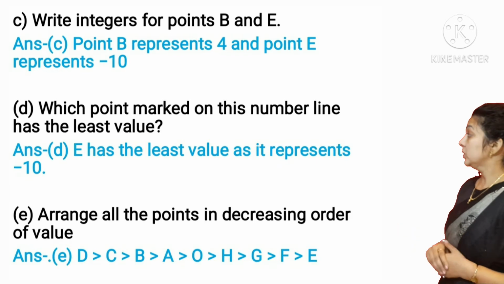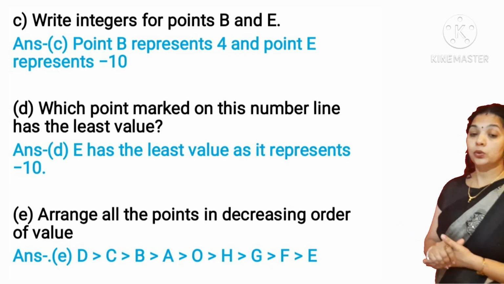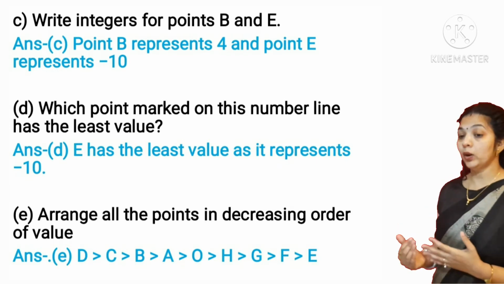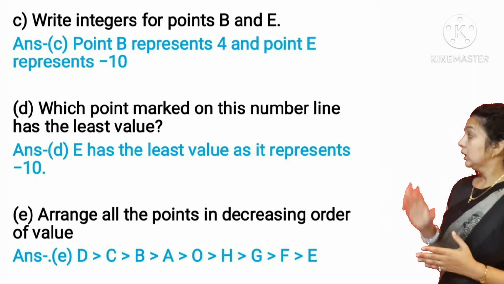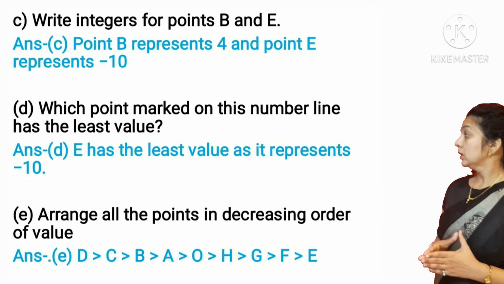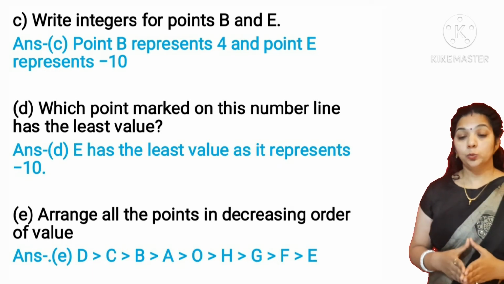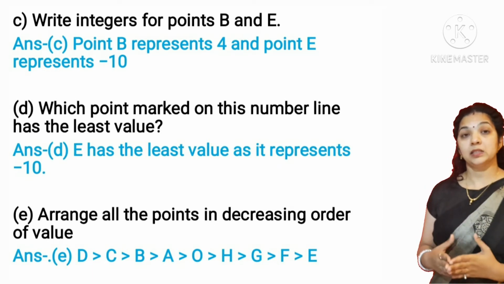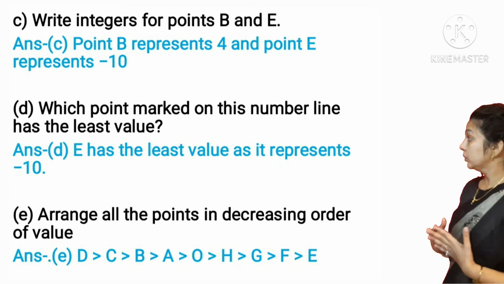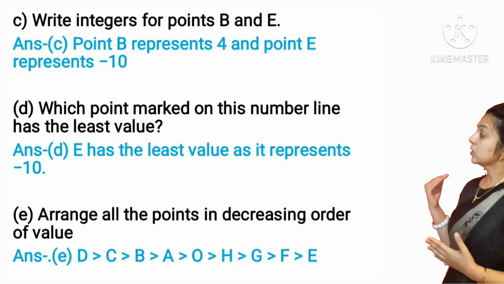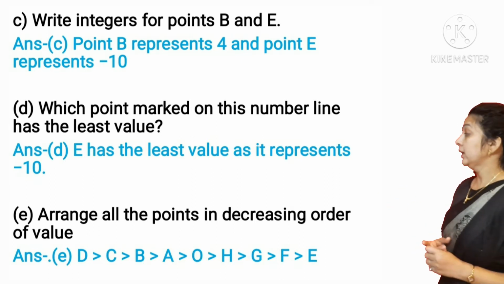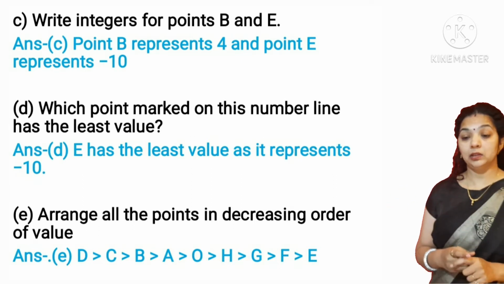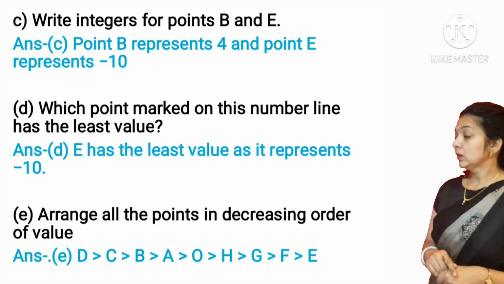You have to write the integer for B and E. So you can see the point B represents 4 and the point E represents minus 10, because it's 10 units left towards the 0. Now, which point marked on this number line has the least value? You can see that E is on the leftmost side of the line. So E has the least value, that is minus 10.